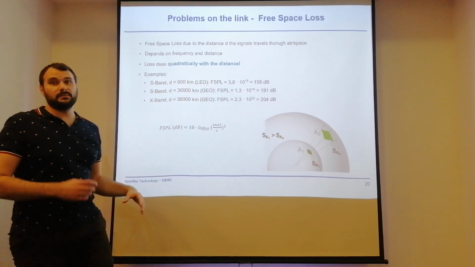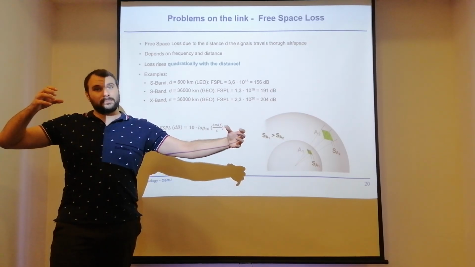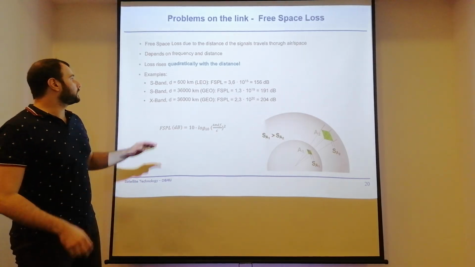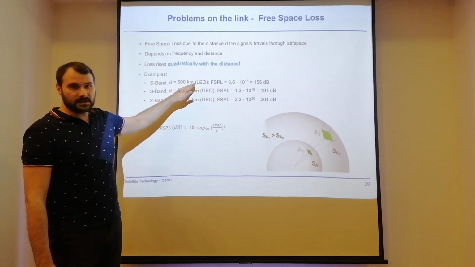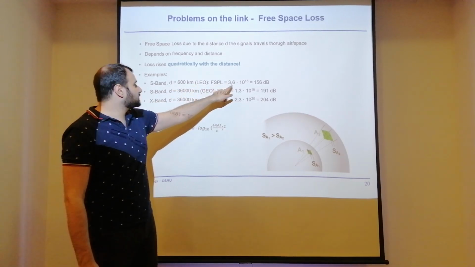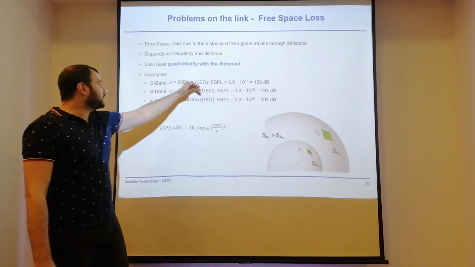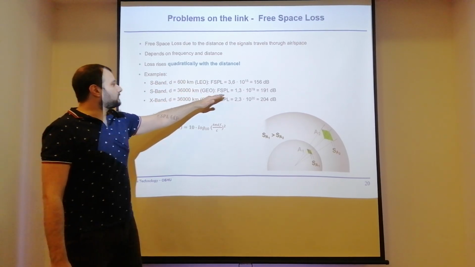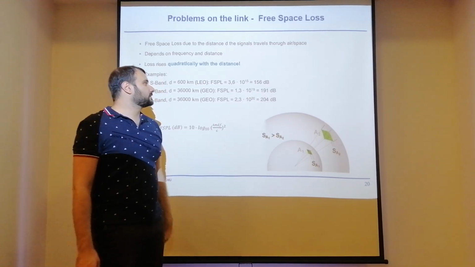So this is very important to keep in mind. If you go twice as far with the satellite, your path loss is actually 4 times as high. This is an example for S-band. If you go from a 600 kilometer low Earth orbit, you have a free space loss in S-band of around 156 dBs. But if you go with the satellite now to 36,000 kilometers, so to GEO, you have a free space loss at the same frequency of 191 dBs.